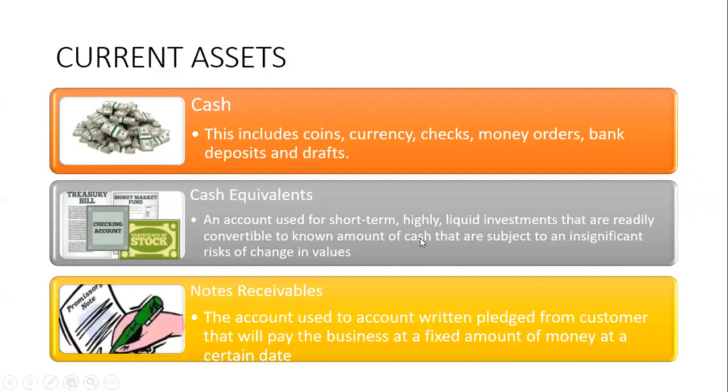The next one is notes receivable. So pag sinabi nating notes receivable, these are accounts used, written pledges from customer that will pay the business a fixed amount of money at a certain date. So kumbaga, ito yung utang ni customer. So meron kang receivable or collectible from customer. So receivable siya pero, okay, meron siyang attached na promissory note. So parang I promise to pay this amount. So that is considered as notes receivable.